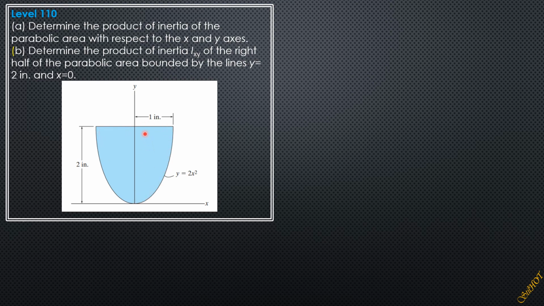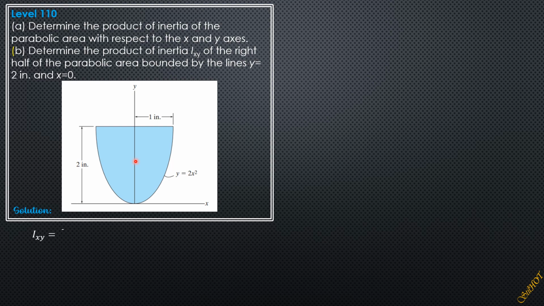We already have derived the formula for Ixy of this parabola that is open upward from level 108, the first problem in this video, and it was b square h square over 6. So let's consider the first part for our solution. Since the y-axis is an axis of symmetry, remember the principal product of inertia of an area with at least one axis of symmetry is 0. But even so, we will show that it is 0.